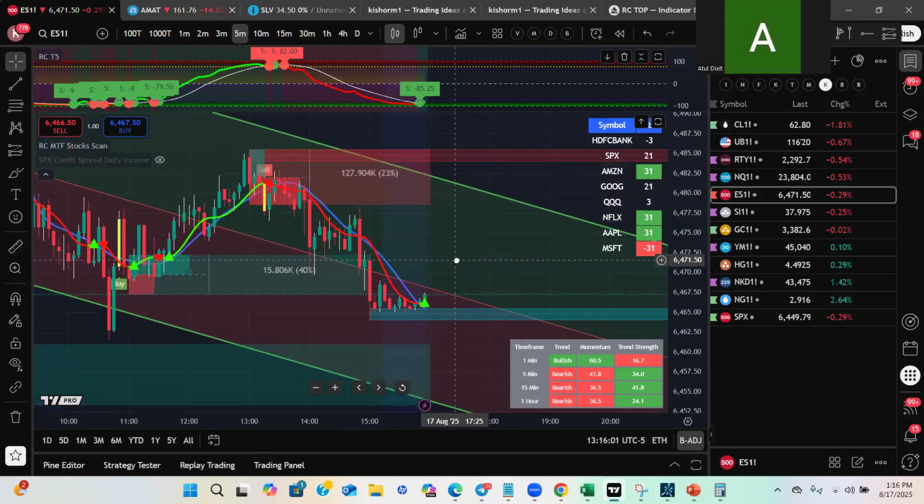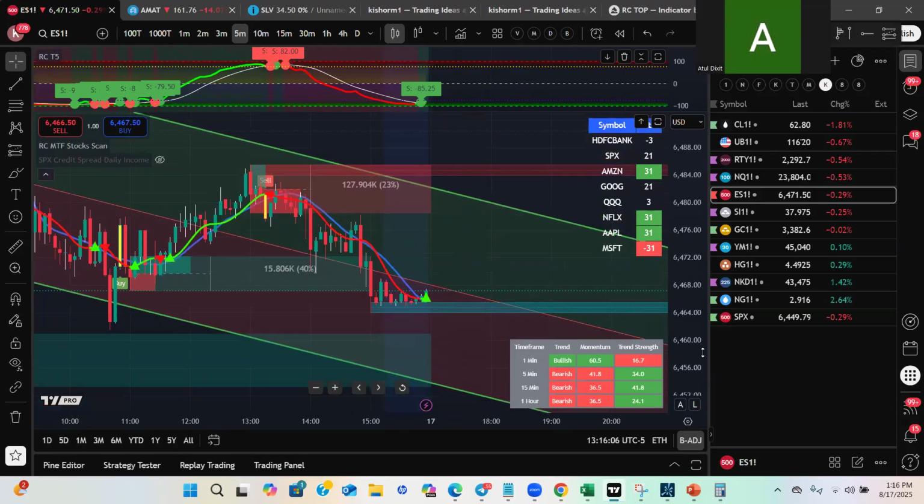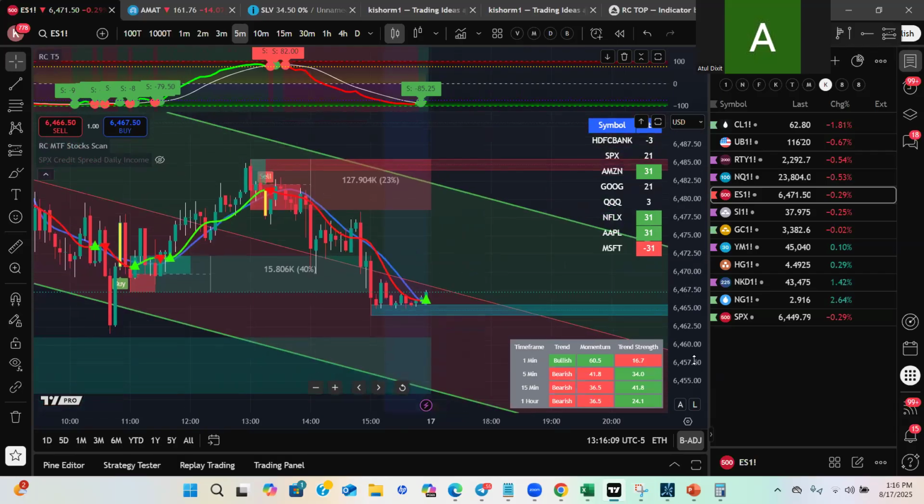Yeah. So can the breakout happen? Because if it is coming down, it can do a breakout also and go more down.